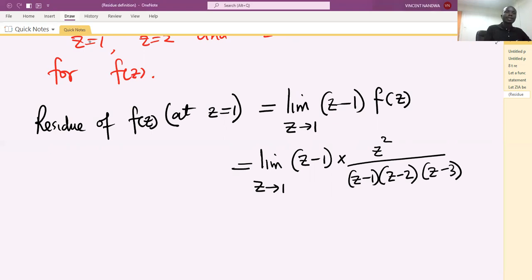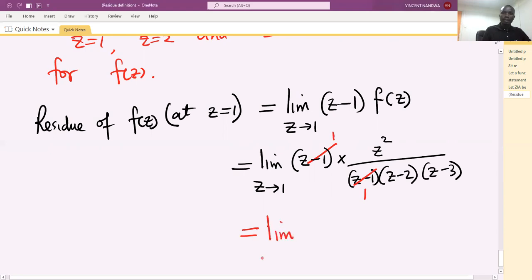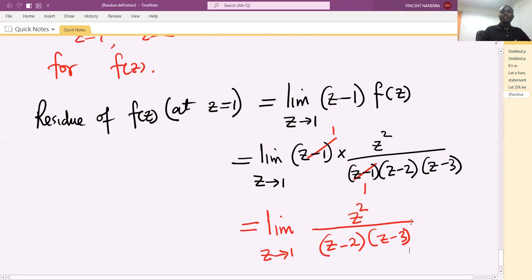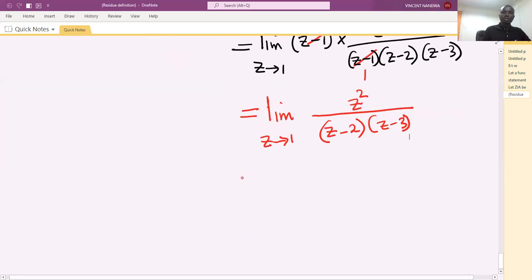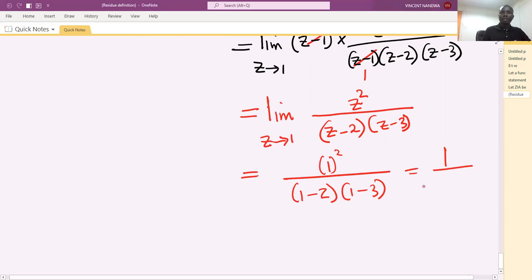And in this product, you clearly see that this term cancels out. So we get our answer as limit as z approaches 1 of z squared over z minus 2, z minus 3. This limit can be evaluated by just substitution. So this would be 1 squared over 1 minus 2, 1 minus 3, which would be 1 over negative 1 times negative 2. And this will give us 1/2. So that's the residue at the first pole, z equals to 1.